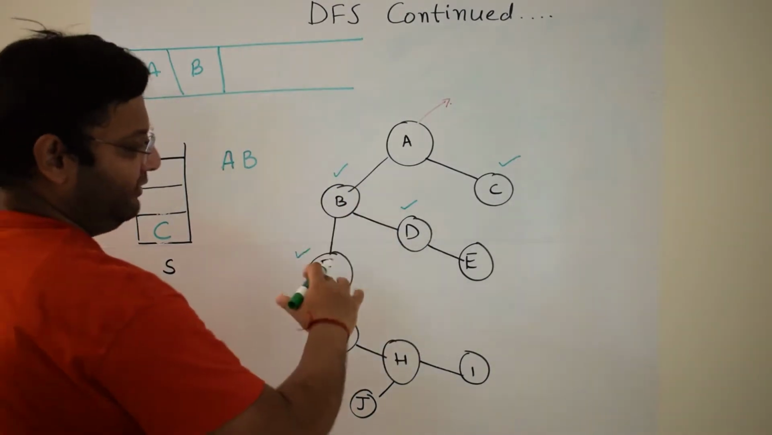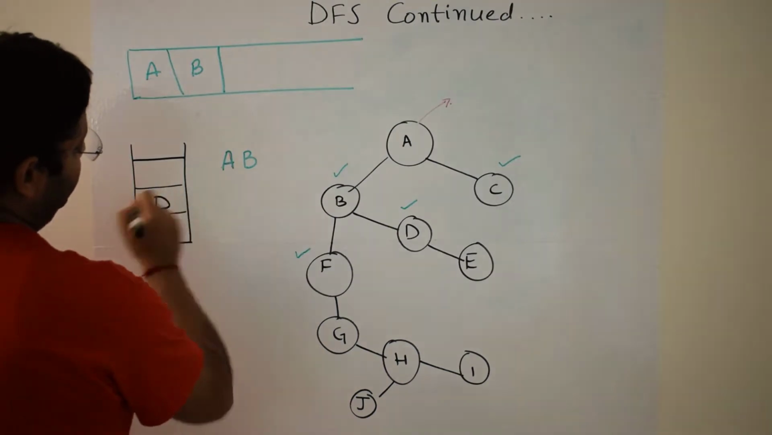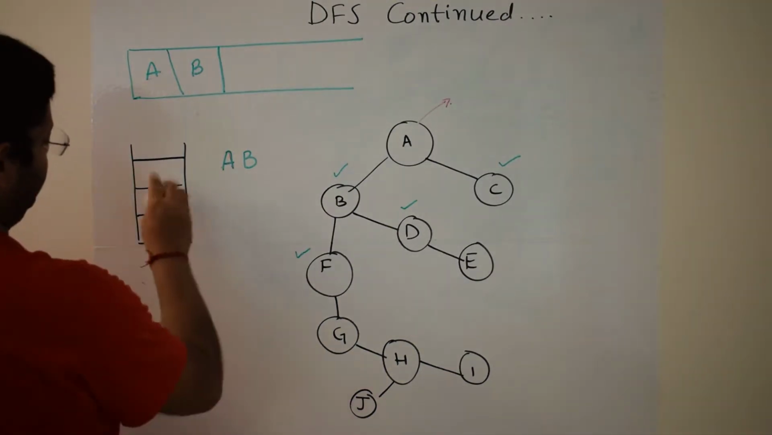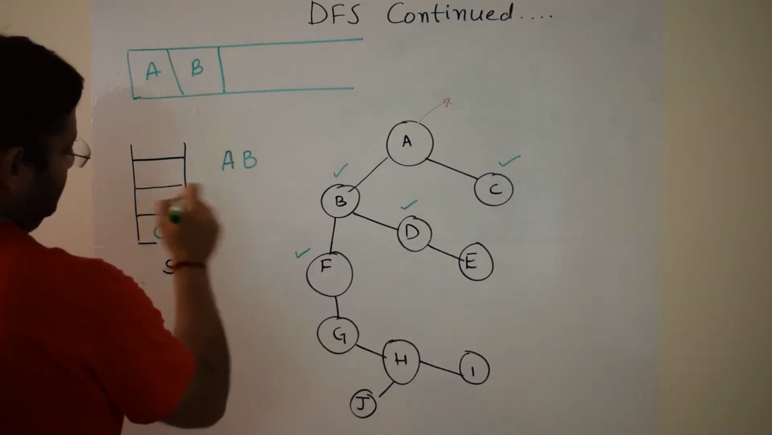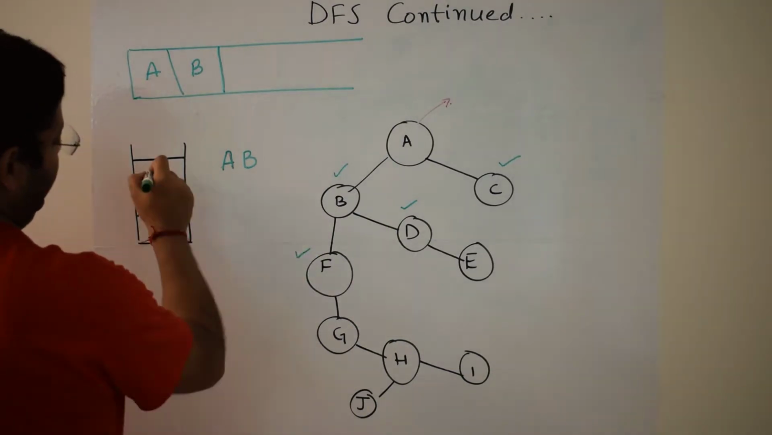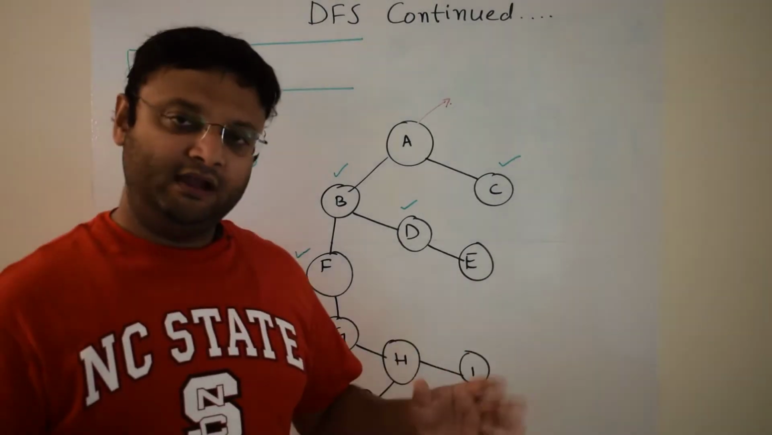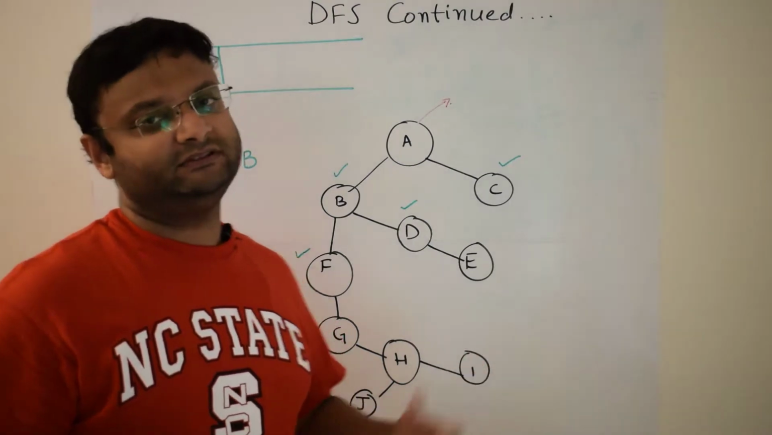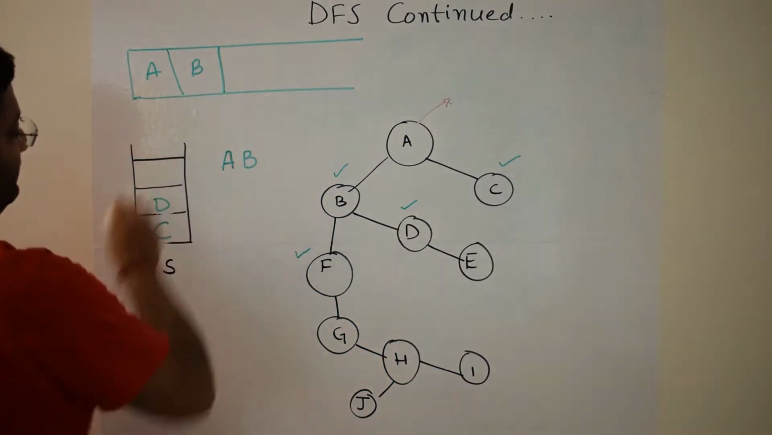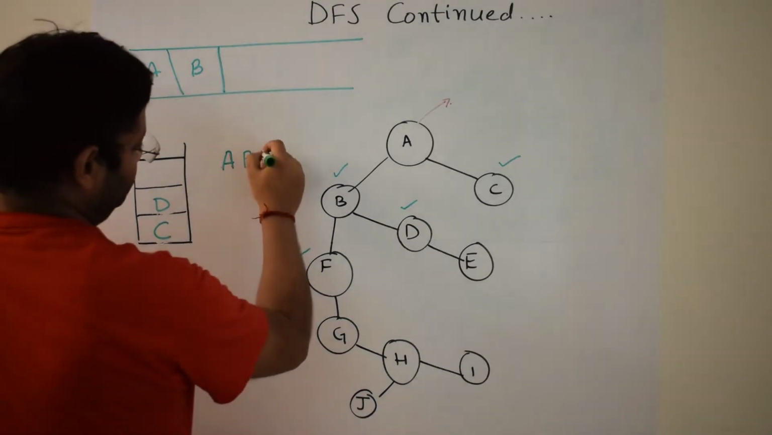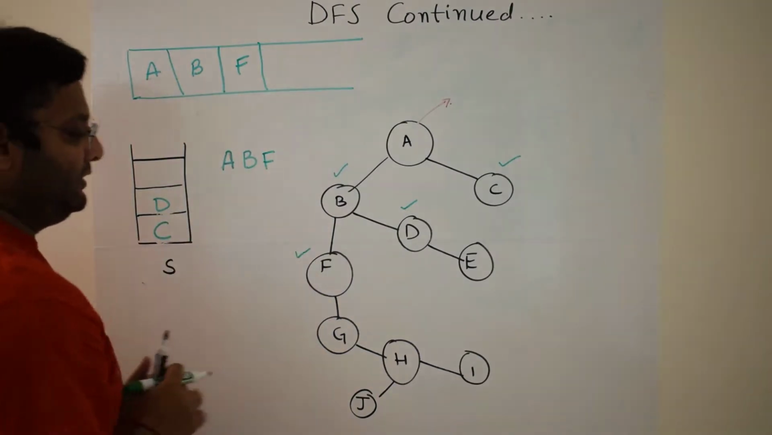Again in any order as you like. For example, now I have put D. Let me use the same color coding here. So I have put D and F. Now what? Again pop out the next element from the stack, which in this case is F. We'll pop out F, mark F as visited. Now what?